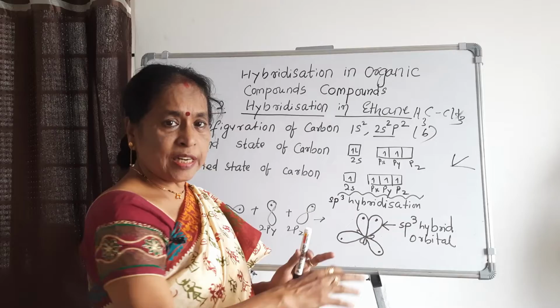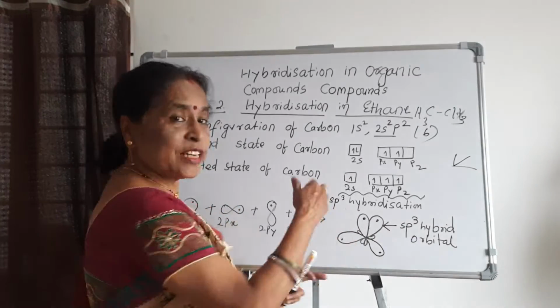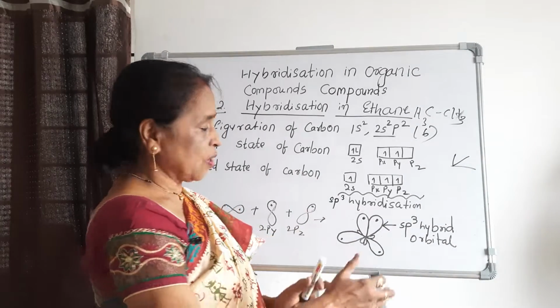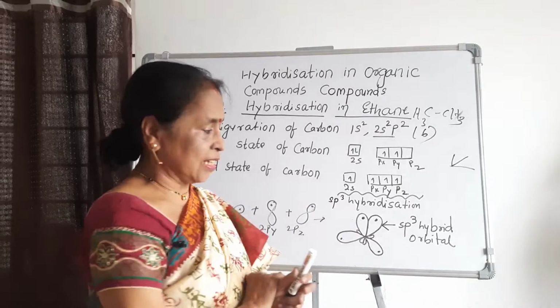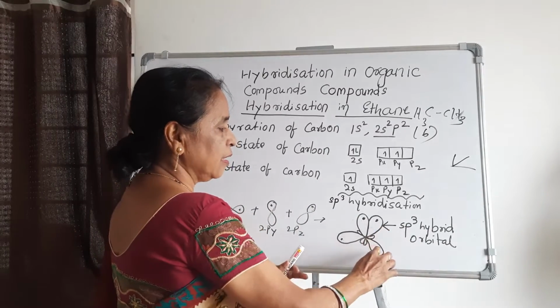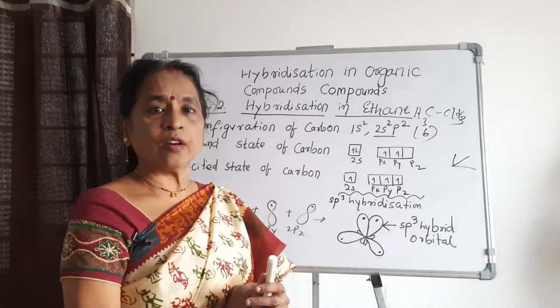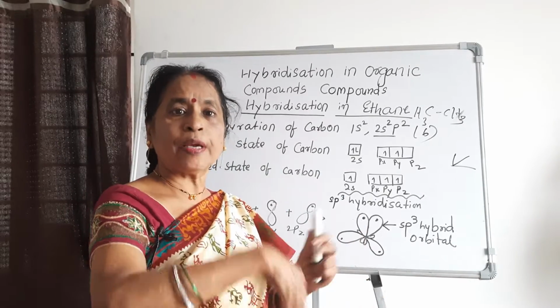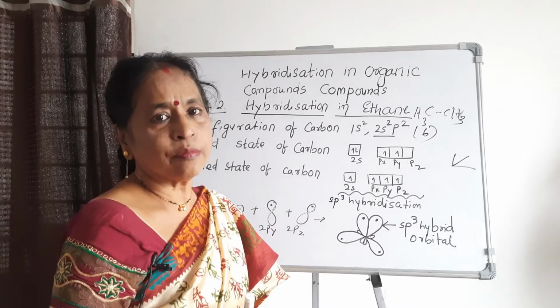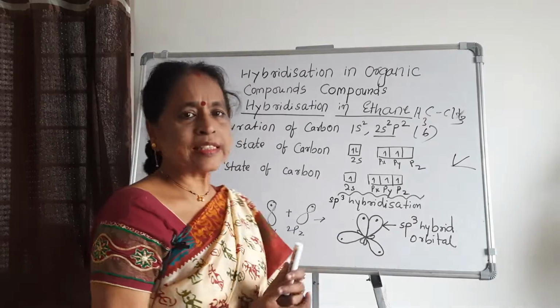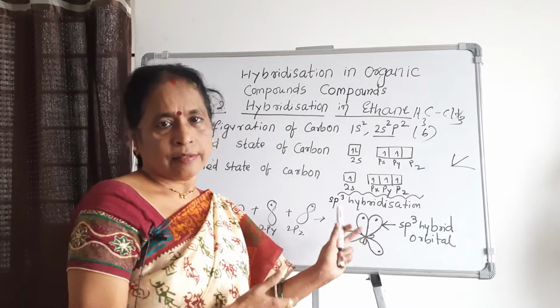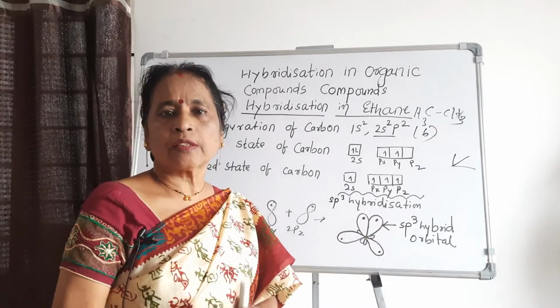Then how many orbitals? 4 orbitals. But this is a new one. This is the new one having the same energy, an sp3 hybrid orbital, and it contains one electron. When it overlaps with another, that forms a bond, and it has the same energy as all 4 orbitals it contains.